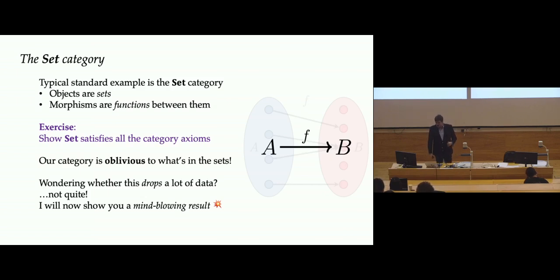Now you might be wondering, if we are forgetting entirely what's inside the two sets and what the function is doing, does this not drop a lot of data? Does this not make it a bit weird to work with? Well, I would say the answer is not quite. You can learn a lot about objects by studying how they interact with other objects. And I will actually show you a result that might be quite simple when you think about it in retrospect, but when I first discovered it, it was pretty mind-blowing. So let me show you how you can rebuild everything inside A and B without ever looking inside A and B.